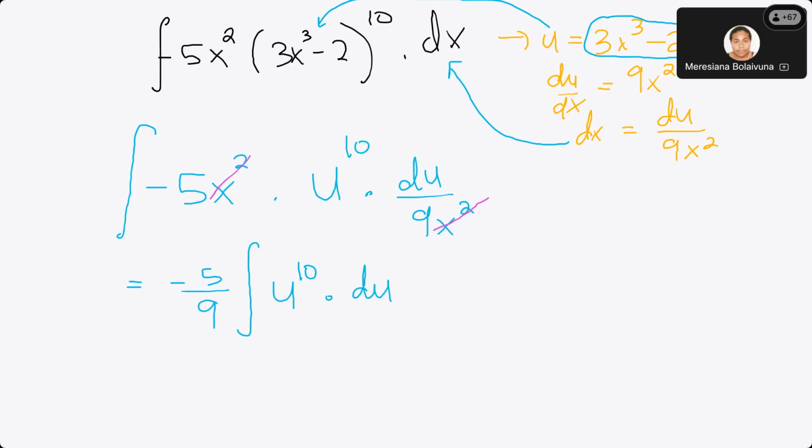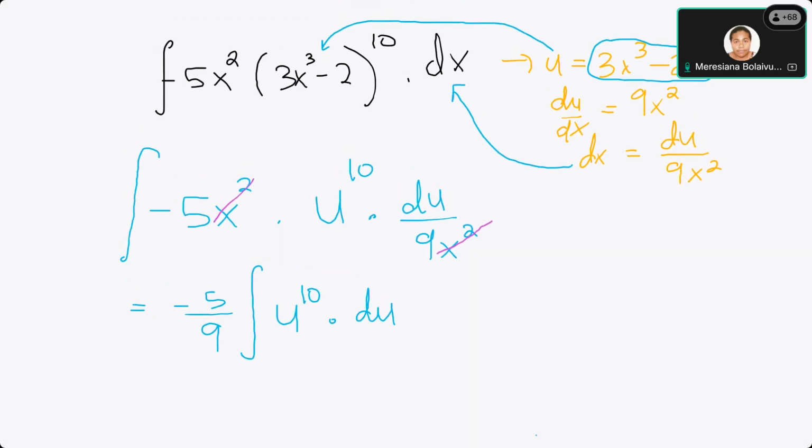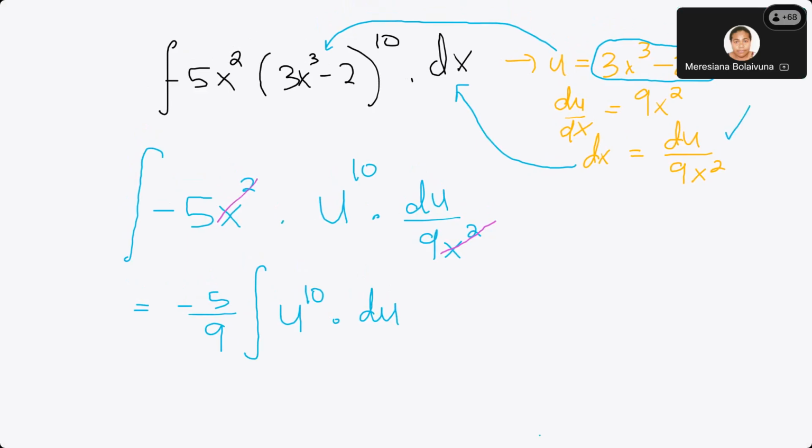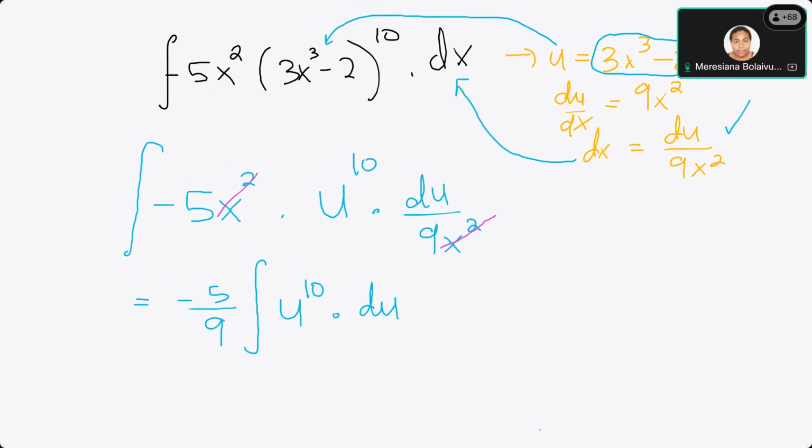Okay, so I'll explain this again for the sake of our recording. Right, so number 1, select u, differentiate u, which is du dx, and make dx the subject. What you're going to do is replace u and dx into the problem. So now we have to integrate negative 5x squared, u to the power of 10, and du upon 9x squared. So dx is now replaced with du upon 9x squared. That's why we have this part.